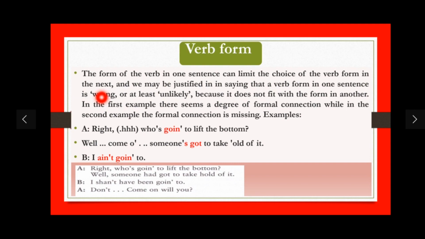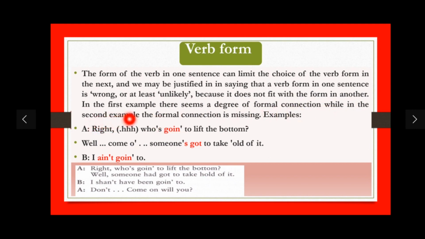Otherwise, there will be no connection or link between sentences. So this is the verb form which creates a link between sentences. We may be justified in saying that the verb form in one sentence is wrong if, for example, in the first sentence you are using present tense and in the second sentence you are using past tense. Then one sentence cannot be linked with another, or at least it is unlikely, because it does not fit with the form in the other.